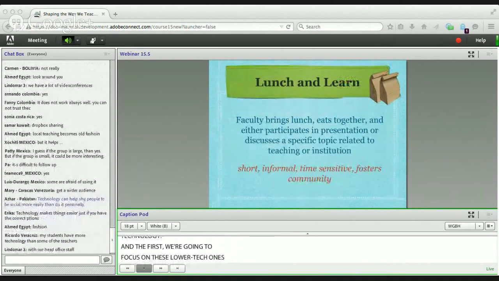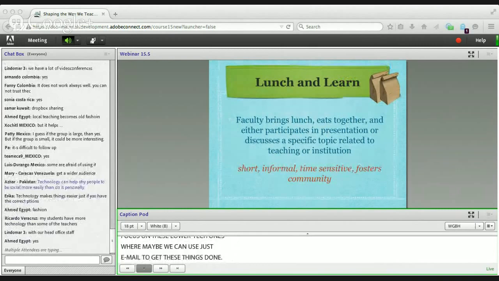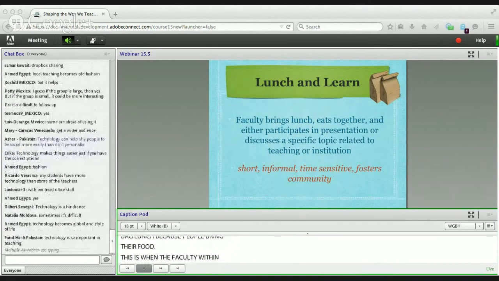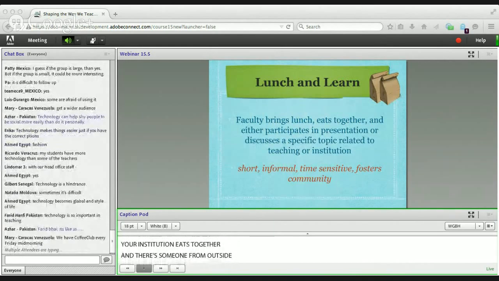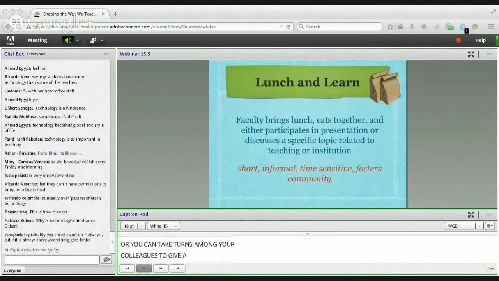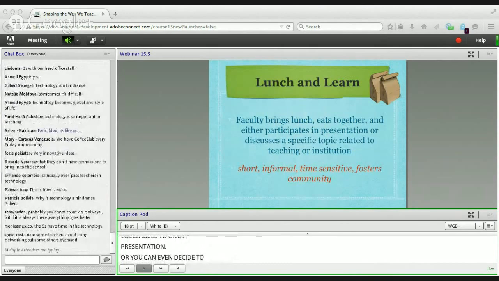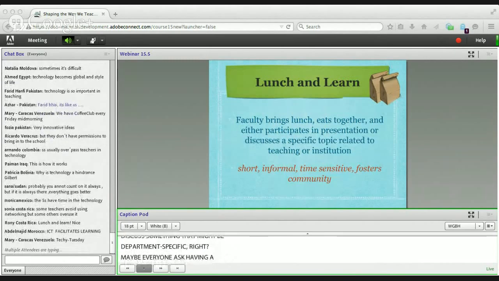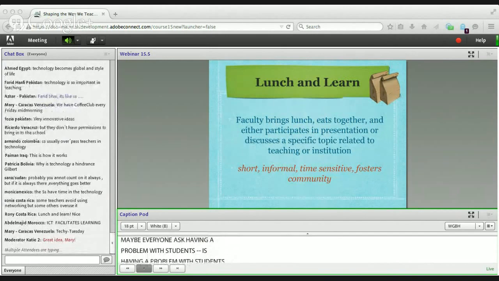So the first thing is what we might call a lunch and learn, or sometimes referred to as a brown bag lunch because people bring their food. This is when the faculty within your institution eats together, and either someone from outside of your institution comes and gives a presentation, or you can have one of your colleagues give a presentation, or you can take turns among your colleagues to give a presentation. Or you can even decide to discuss something that might be department specific, right? Maybe everyone is having a problem with students doing their homework or something like that. A specific issue that is directly related to your institution or your department.